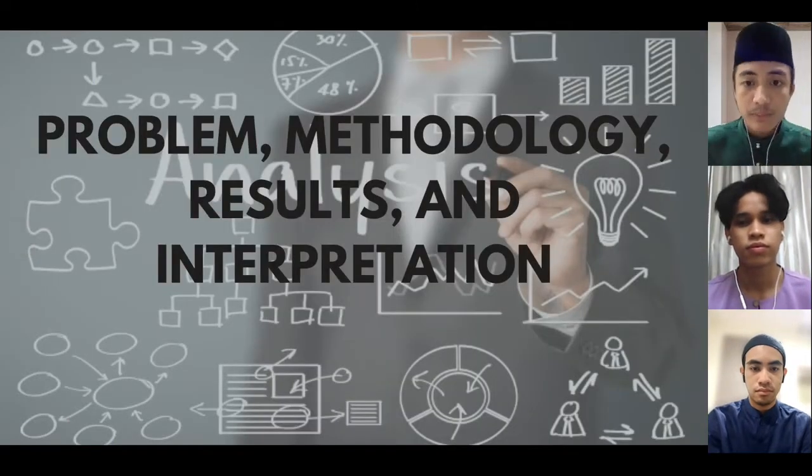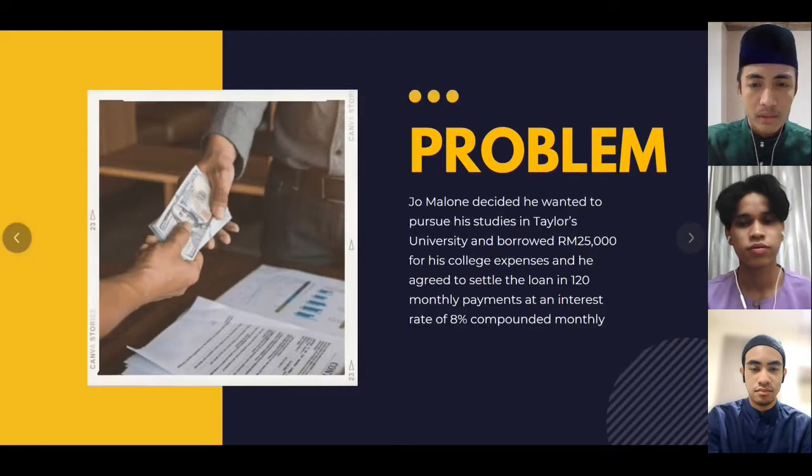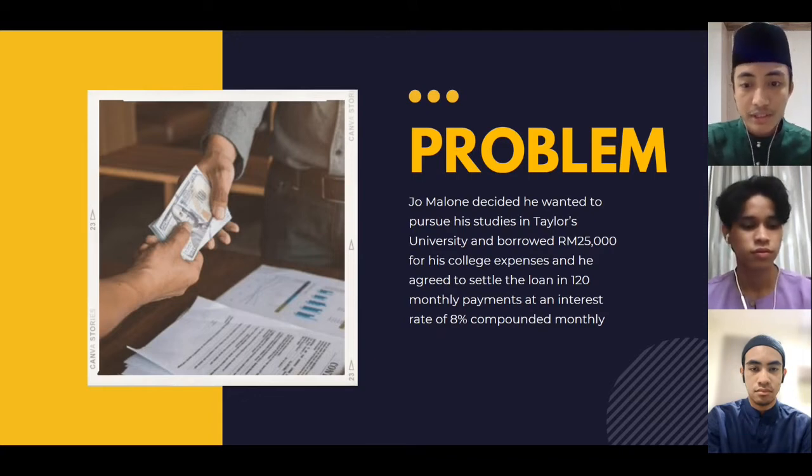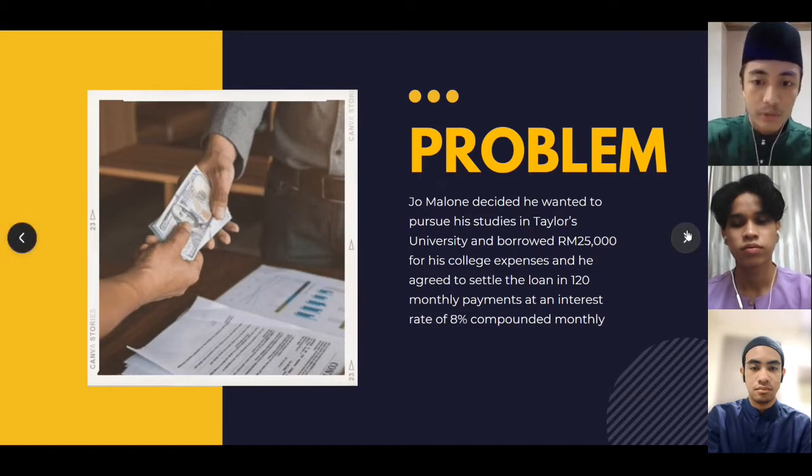So next, problem, methodology, results, and interpretation. So the problem is Joe Malone decided he wanted to pursue his studies in Taylor's University and borrowed 25,000 ringgit for his college expenses, and he agreed to settle the loan in 120 monthly payments at an interest rate of 8% compounded monthly.